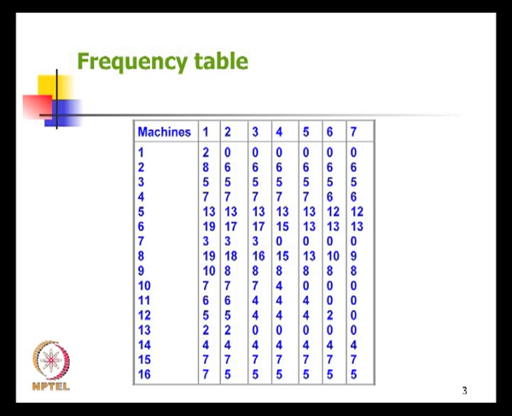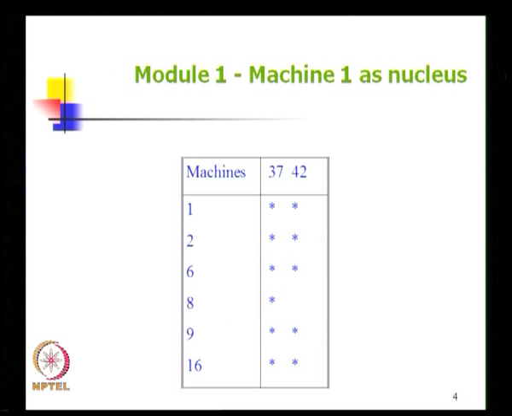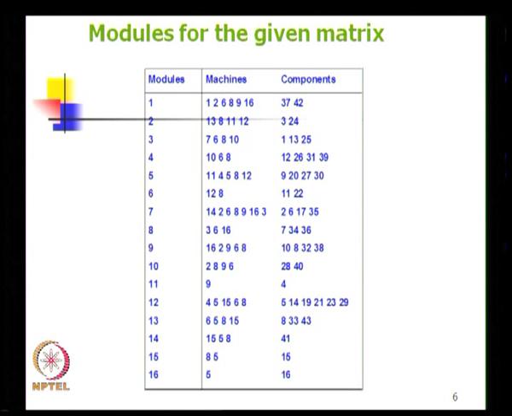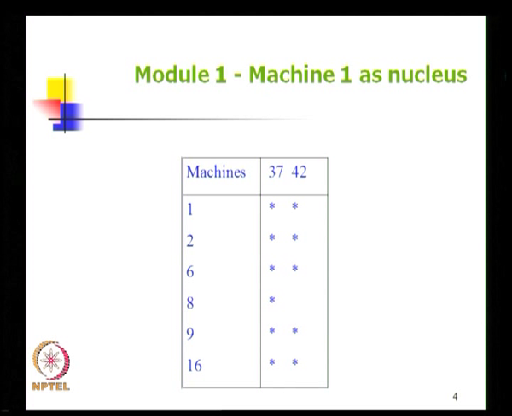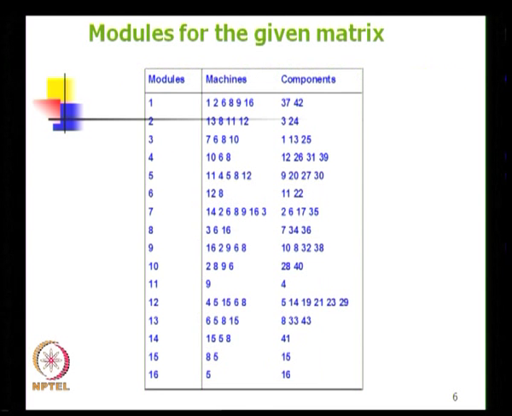So let us assume that we have continued creating all possible modules, and we will get a table like this. So in this example we are able to create 16 modules, and these are our 16 modules. We can show some of these here. Module 1 had machines 1, 2, 6, 8, 9 and 16, and it has components 37 and 42.